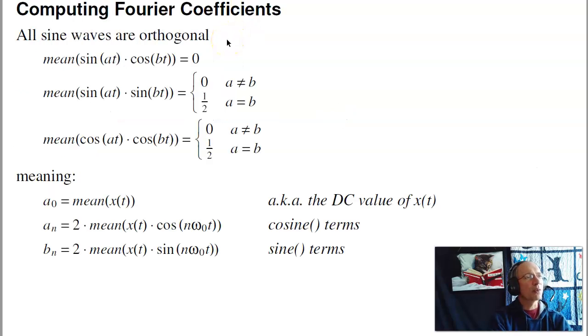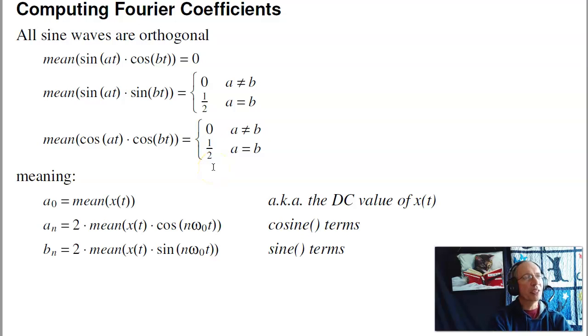To find the Fourier coefficients, there's a couple ways to do that. One approach is to note that all sine waves are orthogonal, meaning that if I have sine times cosine, the answer will always be 0. Sine times sine is also 0 unless a equals b. Then I get sine squared. The average of sine squared is a half. The average of cosine a times cosine b is also 0, except when a equals b. Then I get cosine squared, and again the average is a half.